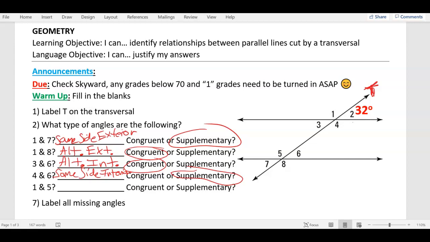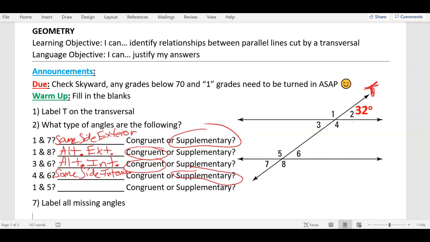People get messed up on this. Everyone's paying attention. 1 and 5. Are 1 and 5 same side or alternate? Same side. Now, are they both in, both out, or one in, one out? So let's look at 1. Is this out or in? Out. What about 5? In. One's out, one's in. They're not both interior. They're not both exterior. So I can't use either of those. This is that weird one. This is the one that people forget about.